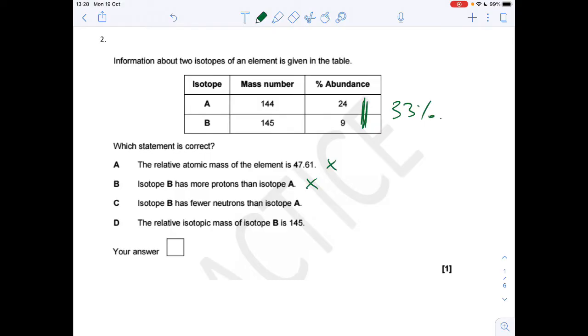Isotope B has more protons than isotope A. That's definitely wrong, because isotopes have to have the same number of protons. Option C, isotope B has fewer neutrons than isotope A. Well, that's wrong as well, because isotope B has the larger mass number. So the relative isotopic mass of isotope B is 145. Yes, that is true. That's its mass number. So D was the answer.